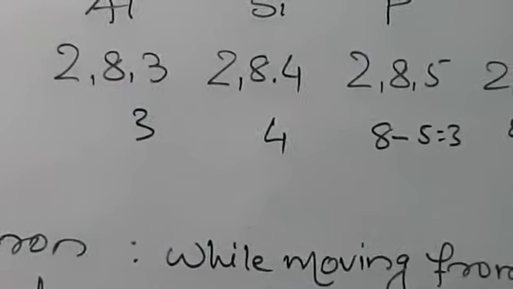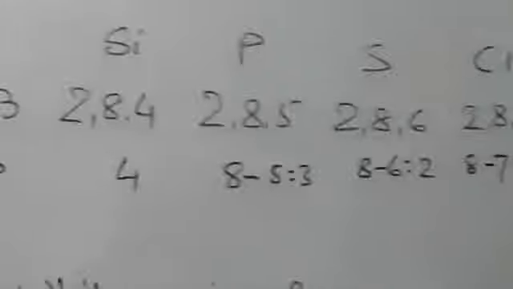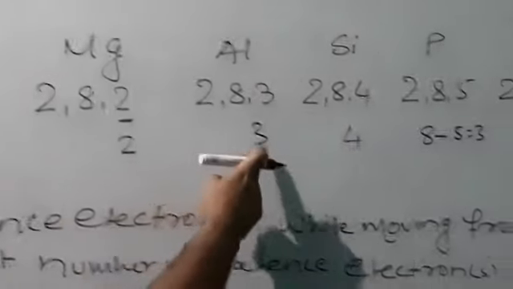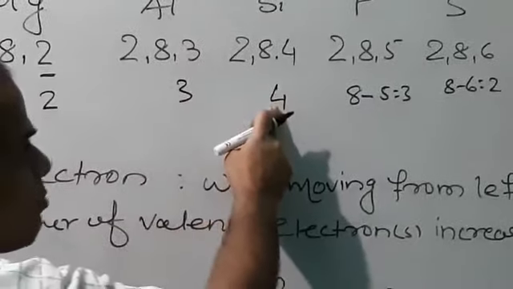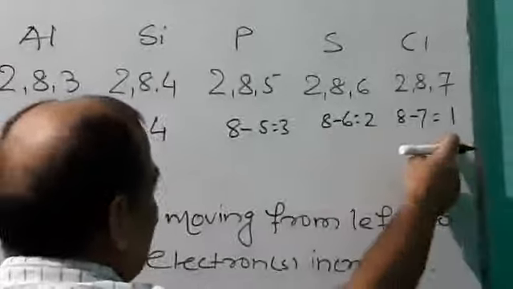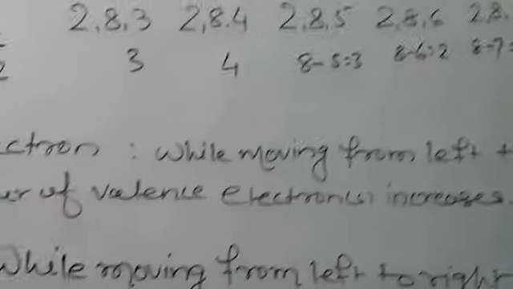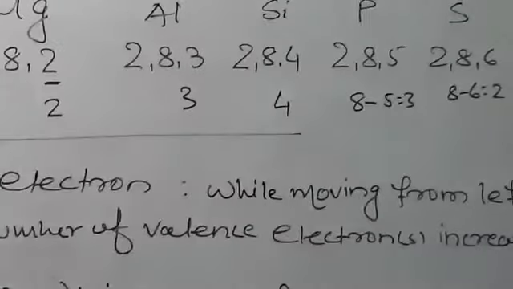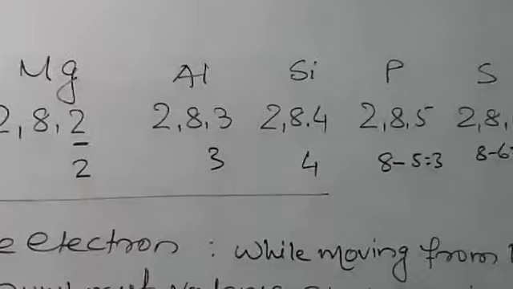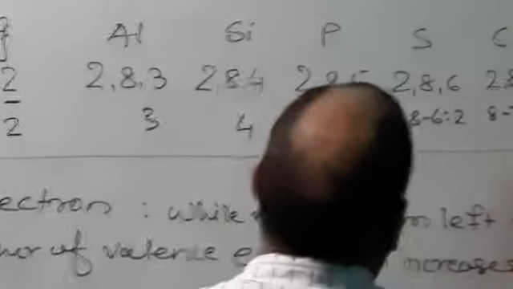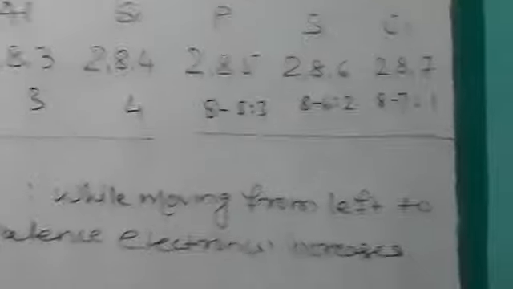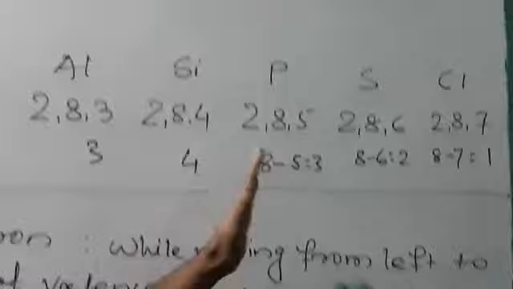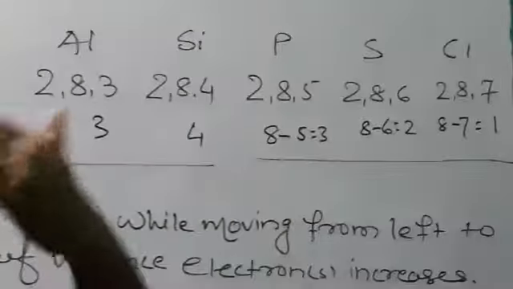So chlorine has valency 1. So now you see that while moving from left to right, 1, 2, 3, 4, 3, 2, 1. So it means what is happening up to silicon, it is increasing. Up to silicon, the valency is increasing, and thereafter it is decreasing. So up to silicon, valency is increasing, and thereafter a decrease takes place.